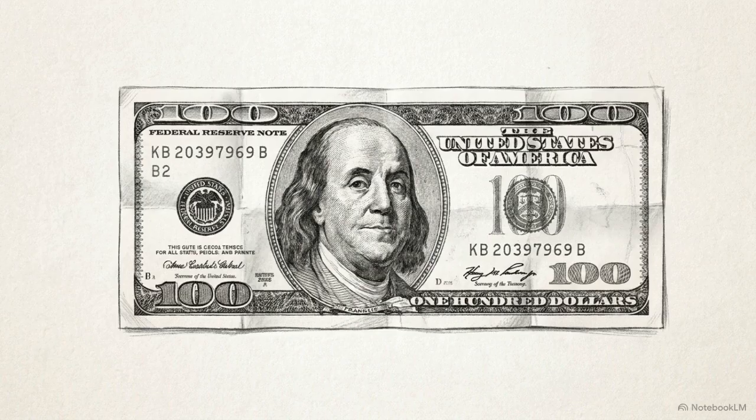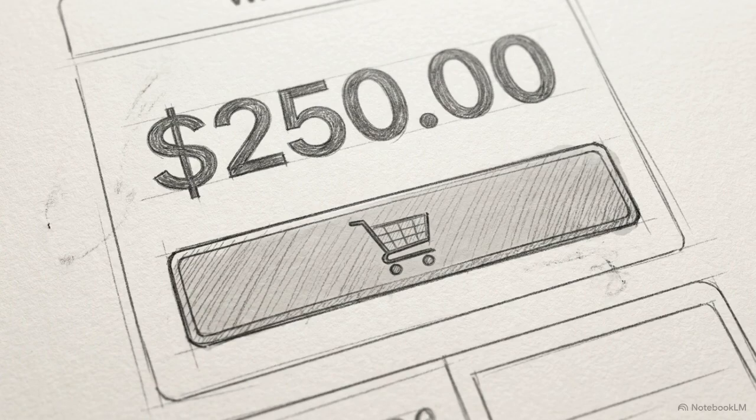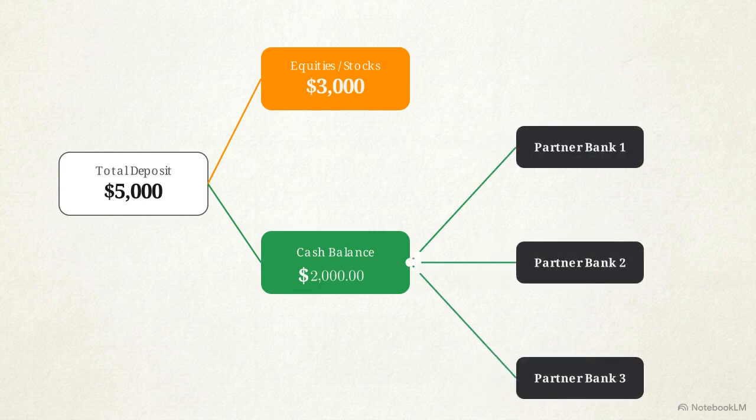To understand the mechanism, we have to define uninvested cash. When you transfer money into a brokerage account, it sits in your portfolio as a cash balance until you choose to buy an asset. Deposit $5,000, buy $3,000 in stock, leaving $2,000 sitting idle. The brokerage divides and routes this balance into partner banks. These banks pay wholesale interest, passing roughly 5% back to you, credited daily.